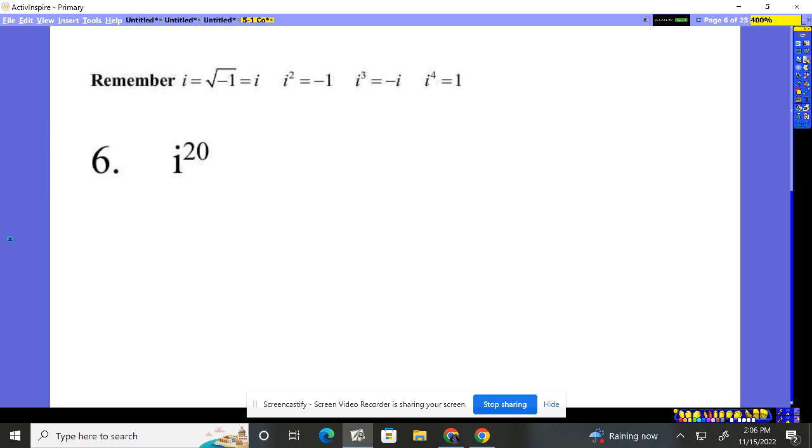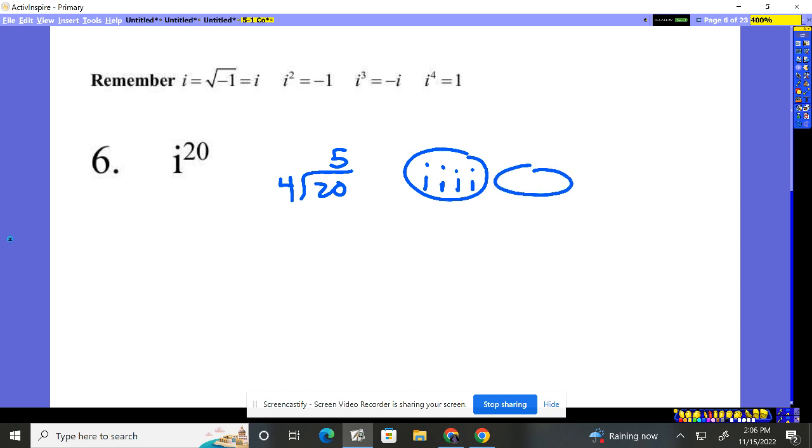i to the 20th. Well, if I see how many times 4 goes into 20, it goes in a perfect 5 times. There's none left over. So I'm going to end up with 5 of these. 5 things of 4 is going to be 20. This is worth 1 times 1 times 1 times 1 times 1 times 1. So this is just worth the answer of 1. It's equal to 1.